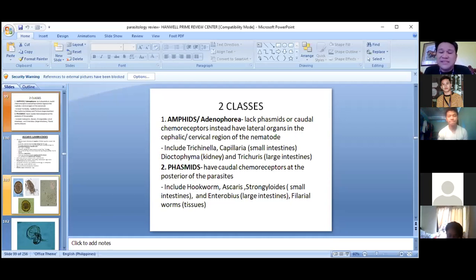For phasmids, we have hookworms, Ascaris, and Strongyloides. They are phasmids of your small intestines. Enterobius vermicularis are phasmids of your large intestines. The filaria worms, that includes your Wuchereria, Brugia, Onchocerca, Loa loa, and Mansonella species, are phasmids of your tissues.